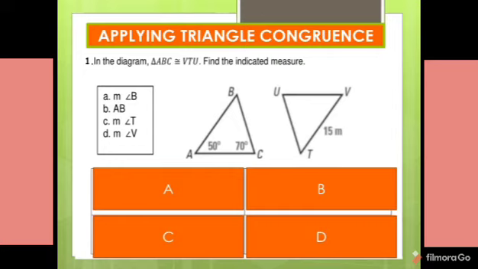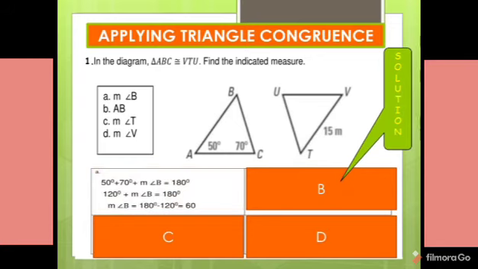Okay, let's take a look at our illustrations. You have there triangle ABC and triangle BTU, with angle A is 50 degrees and angle C is 20 degrees and segment BT is 15 meters. Let's find out the measure of angle B using these two illustrations.